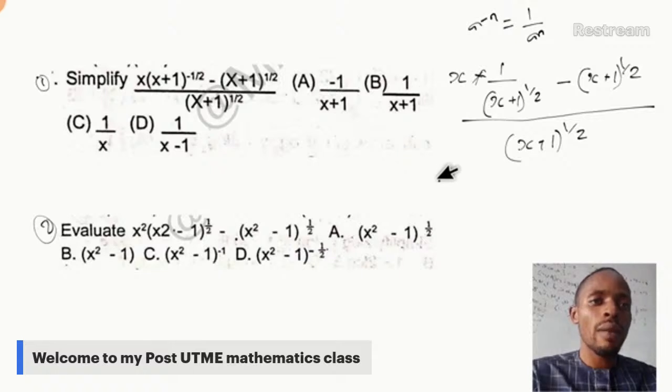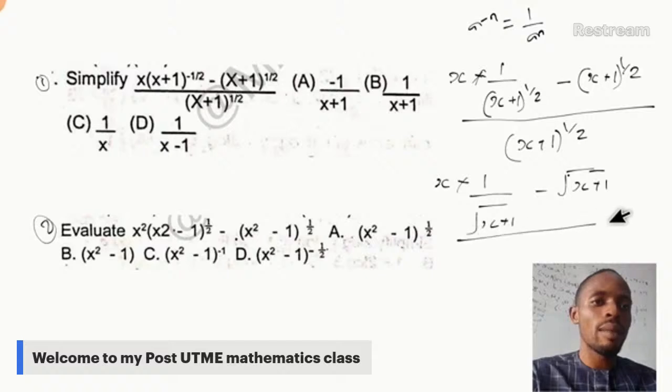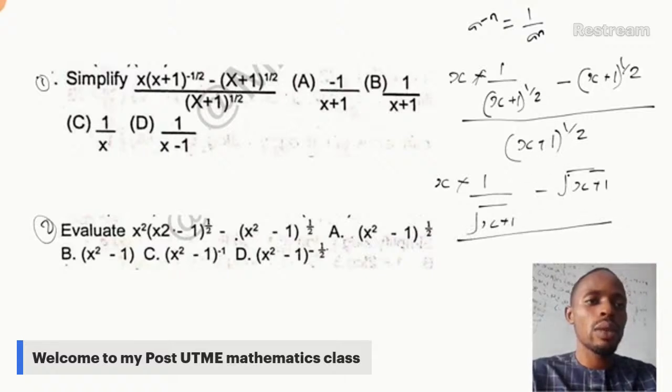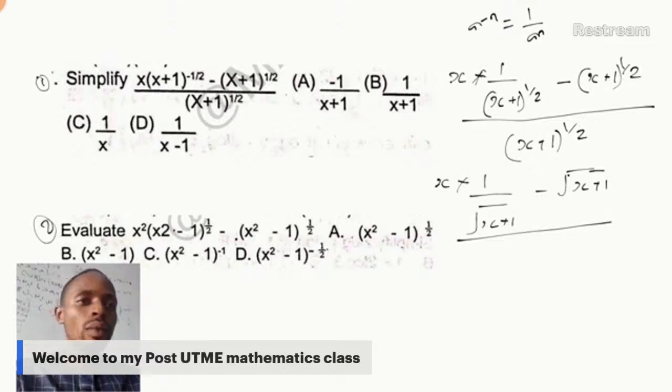So this becomes s multiplied by 1 over the square root of s plus 1, minus the same thing, the square root of s plus 1. So let's divide, the same thing here. Let me bring this one down here. The same thing you apply here also gives the square root of s plus 1.